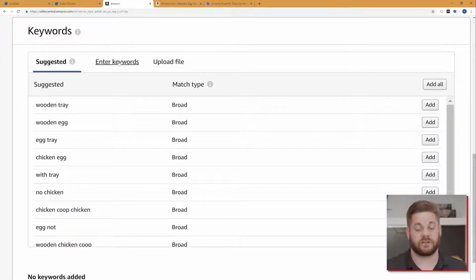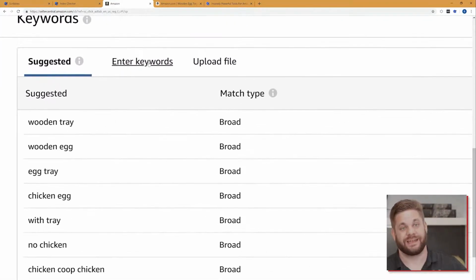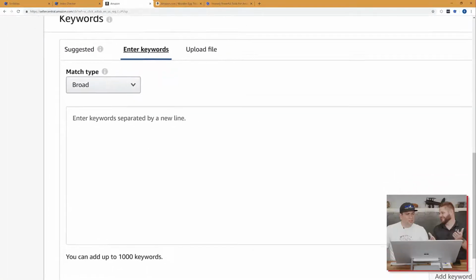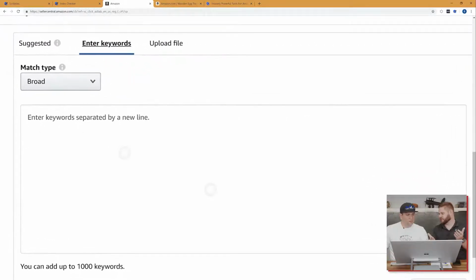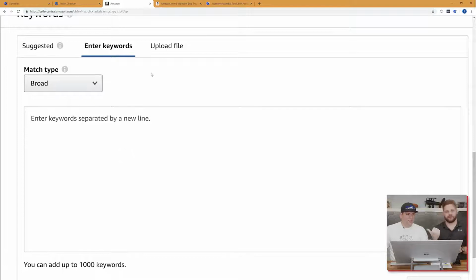So we're actually going to go to this other tab, which is enter keywords. And you guys guessed it. You're supposed to say enter keywords. Okay. Enter keywords.